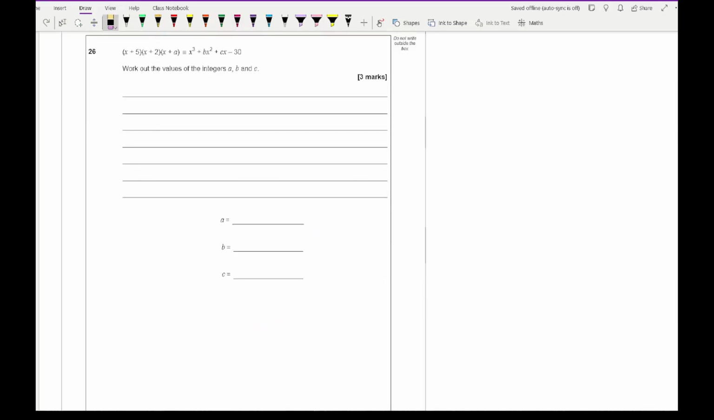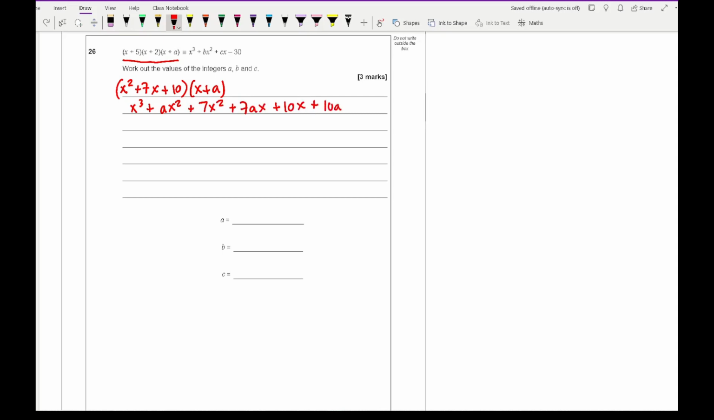So looking at question 26, it says that we need to work out the values of integers a, b and c. Now this question relates to comparing coefficients. The first thing we want to do is expand the left hand side. If I expand the first two brackets and just take one bracket at a time, I'm going to end up with x squared plus 7x plus 10, and that's being multiplied by x plus a. Now if I expand this out, what I end up with is x cubed plus ax squared plus 7x squared plus 7ax plus 10x plus 10a.